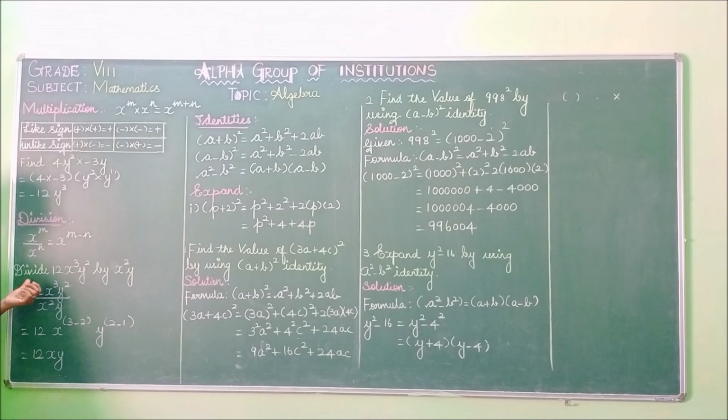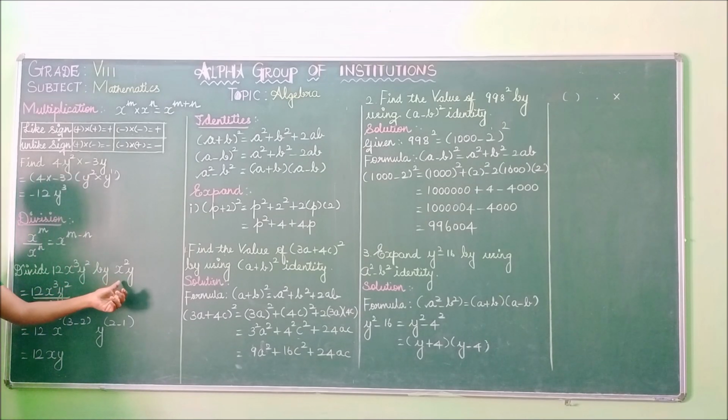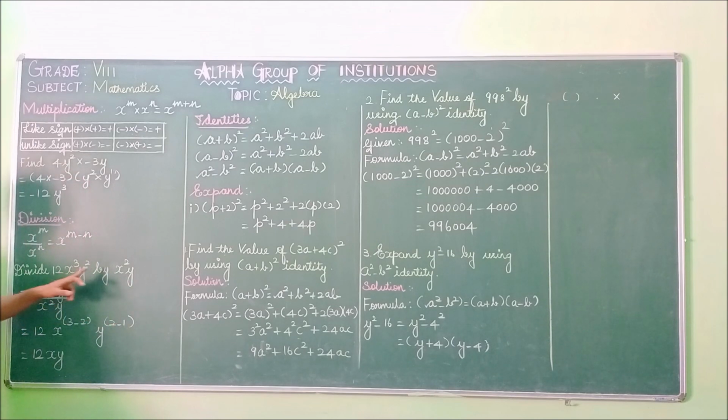So look at this question. Divide 12x cube y squared by x squared y. So here, nothing given means it will be taken as 1. So you have to write like this. First value in numerator and second value in denominator. Here the number is 12. Here no number is present, so you take the number as 1. So 12 divided by 1 is nothing but 12.